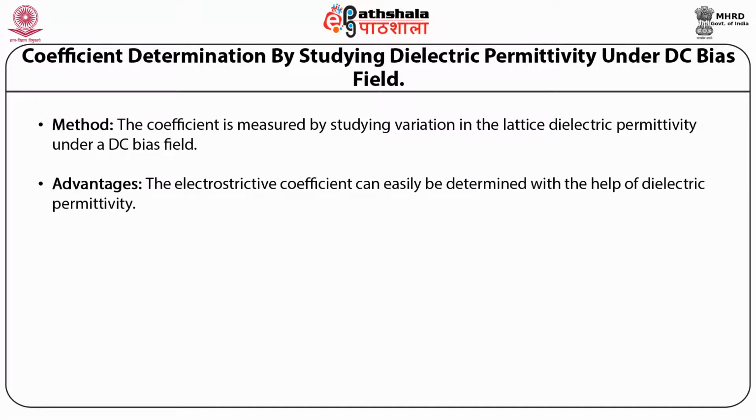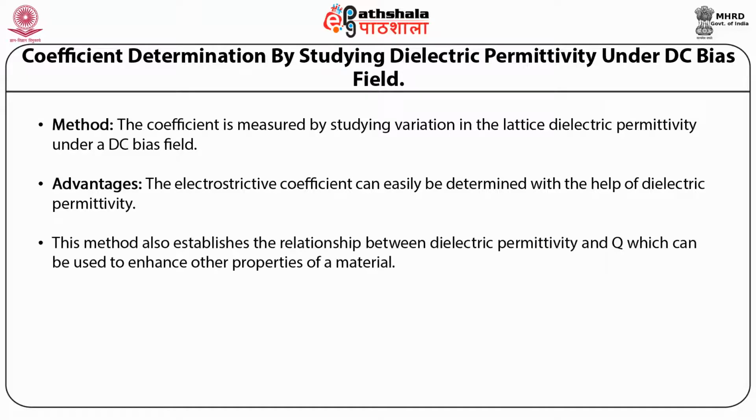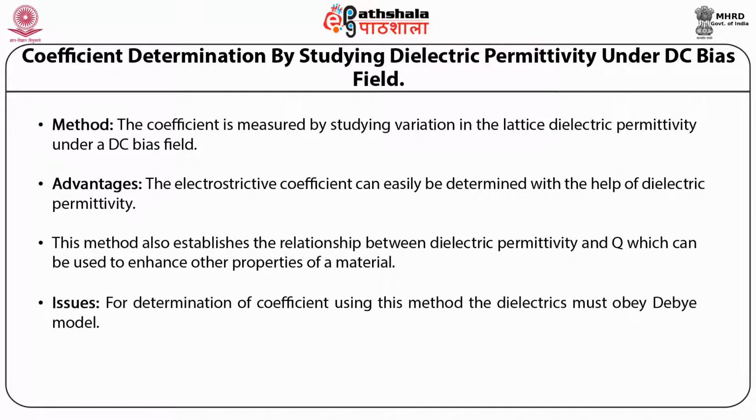Now, the advantage of this method is that the electrostrictive coefficient can be easily determined with the help of dielectric permittivity, and this method also establishes the relationship between the dielectric permittivity and the Q, which can be used to enhance other properties of a material. And the main issue for this method is that for the determination of the coefficient, the dielectrics must obey the Debye model.